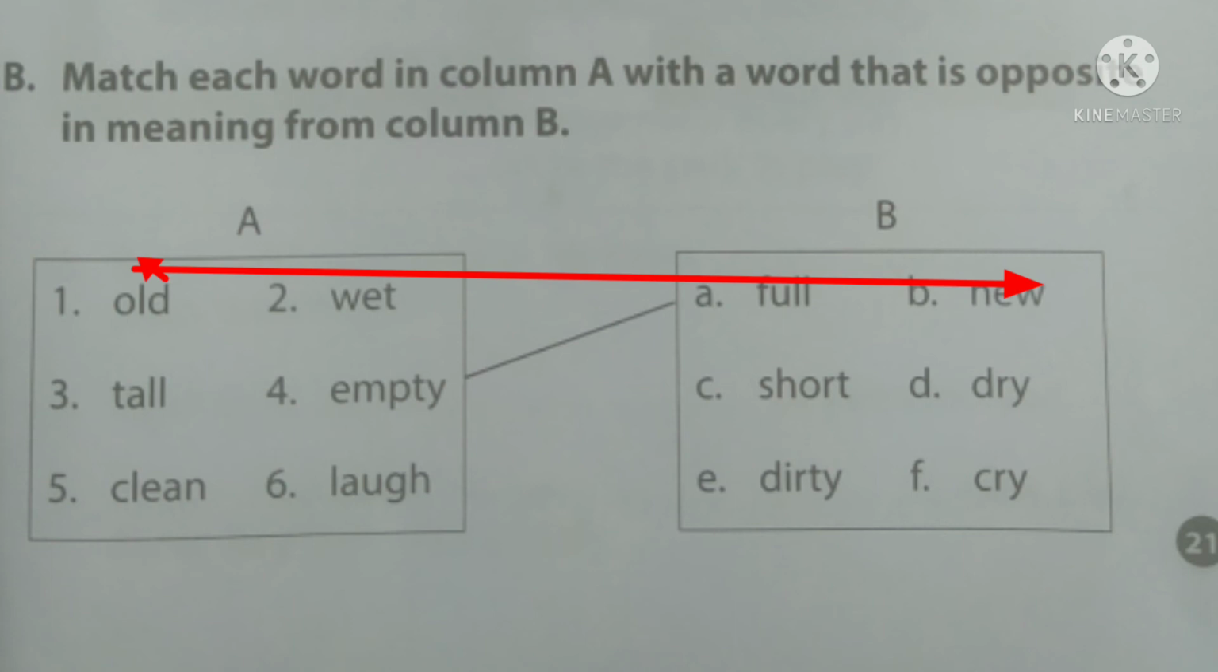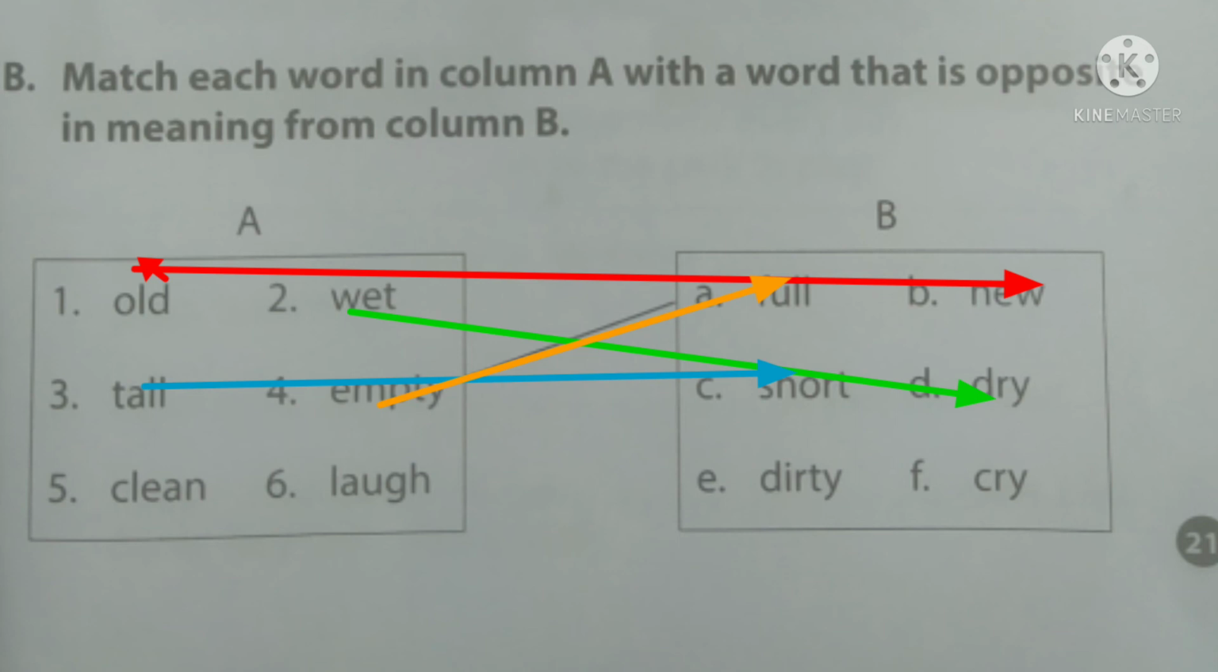Section B, the answer option B, new. Old, new. Second one, wet. What is the opposite of wet? Yeah, it is dry. Wet opposite dry. Third one, tall. What is the opposite of tall? Tall opposite short. C option, short. Tall, short. And fourth question, empty. The answer is already given. Option A, full. The opposite of empty, full.